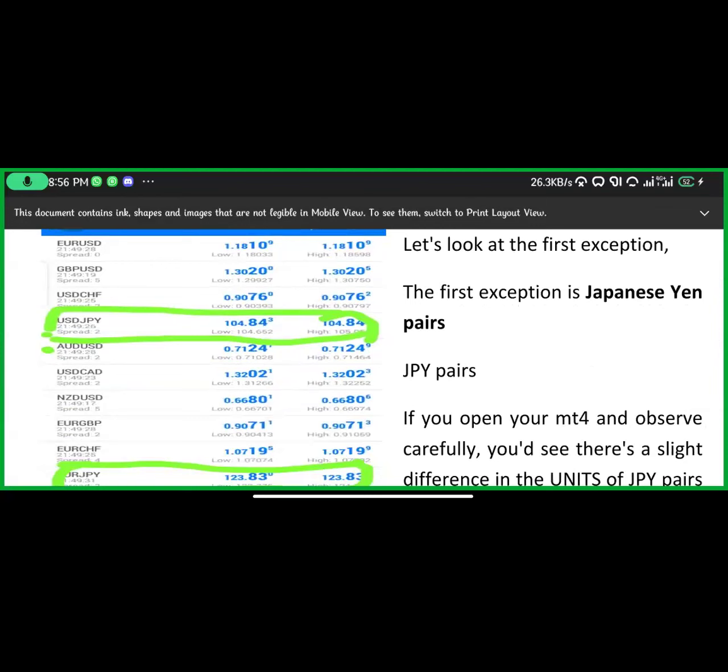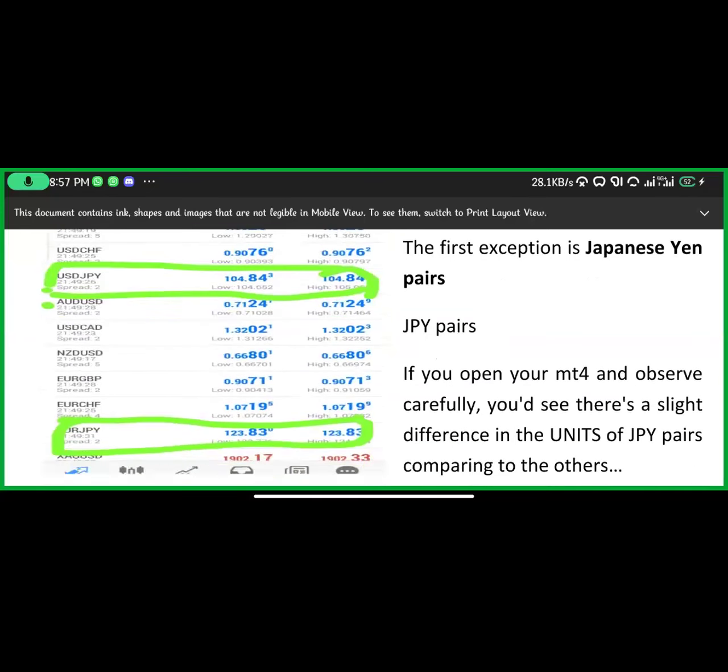104.83. It now has a superscript of 3. That superscript of 3 indicates a point. That means you are having 3 points. Do you get it? But we are dealing with pips. That means we will neglect that power of 3 because we are dealing with pips. And the pips tell us that whenever you are working with any pairs related to JPY, you start your calculation from where? From the second decimal. So anything behind the second decimal is not useful. So now let's proceed.